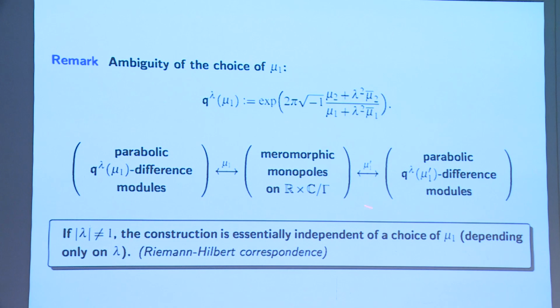Let me remind you, q lambda is given in this way. If we take different mu1 and mu1 prime, then we obtain two equivalences: meromorphic monopoles on R times C over Gamma are equivalent to parabolic q lambda mu1 difference modules, and also equivalent to parabolic q lambda mu1 prime difference modules. And if the absolute value of lambda is not 1, then we can observe this construction is essentially independent of the choice of mu1 by using the Riemann-Hilbert correspondence.